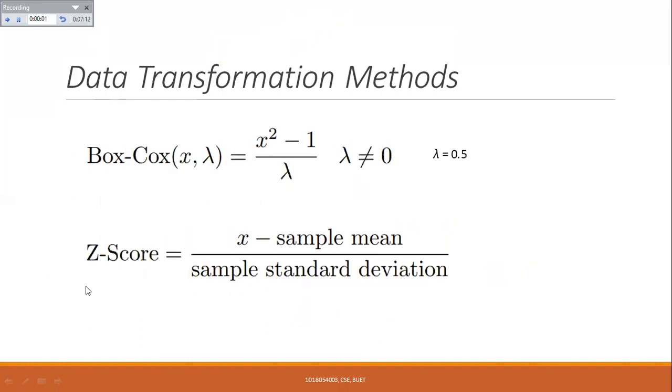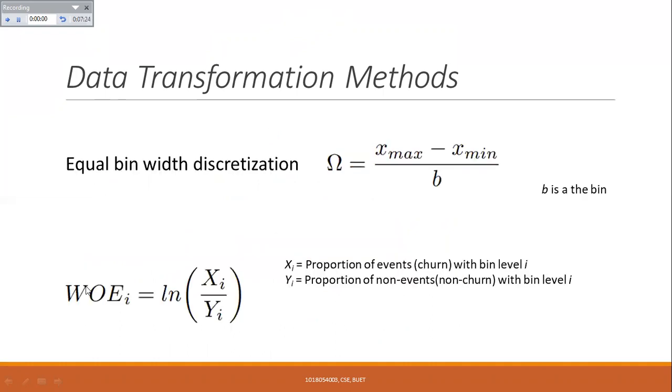And for the box counts, we use the lambda value is 0.5. For zero score, we use conventional zero score. For the discretization, the bin value is 20 in this university study.